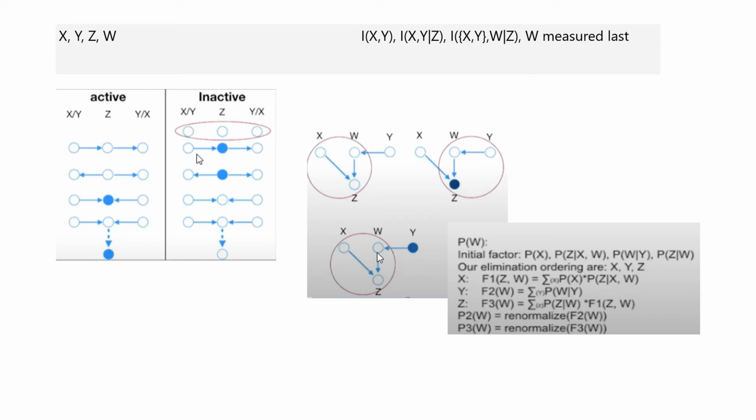And then for the probability of W, we use variable elimination, where we eliminate x, y, and z. In the first order, we eliminate x, and that's the formula. And then we eliminate y, where in F2, W is equal to probability of y given W given y, and then we eliminate z. For the probability of W, we normalize F2 and F3.